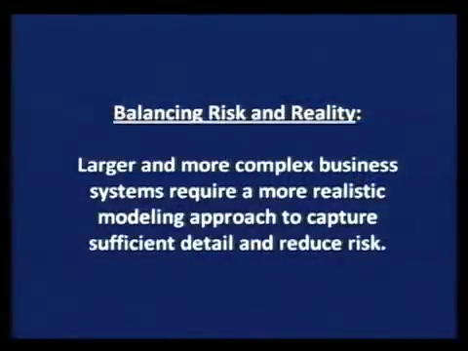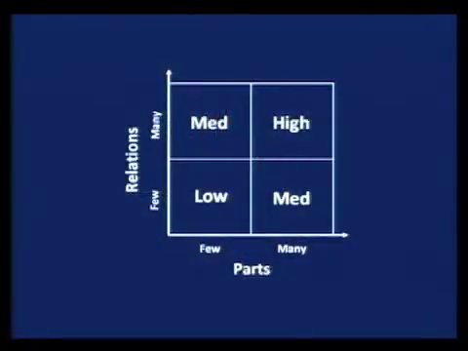Now, why does the type of modeling approach matter? Well, we want to balance risk and reality. Larger and more complex business systems and processes require a more realistic modeling approach to capture sufficient detail and reduce risk. So, if we go back to the four-quadrant diagram for process complexity, at the low end, few parts, few relations, we have simple processes. At the high end, we have many parts and many relations, and those are complex processes.